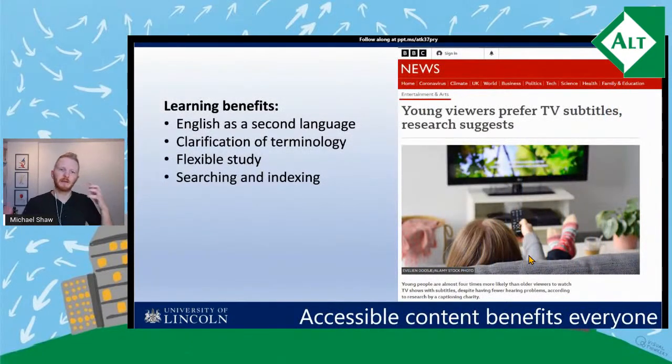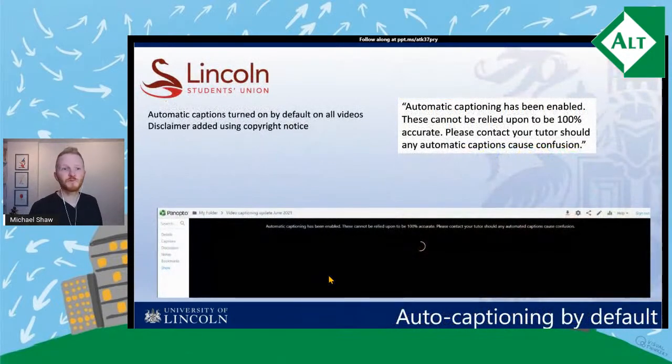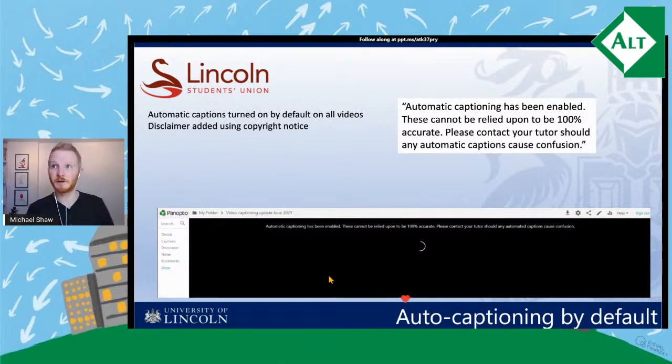We know that captions benefit many types of learner. It's not just those with auditory impairments. It's really important that we move past this concept of captioning being a contingent feature for deaf students only. It's not. And in response to student feedback and in partnership with the Lincoln Students' Union, we took the decision to enable automatic captioning on all of our teaching and learning videos on Panopto this academic year.